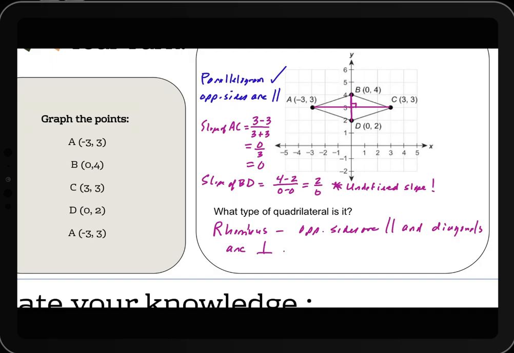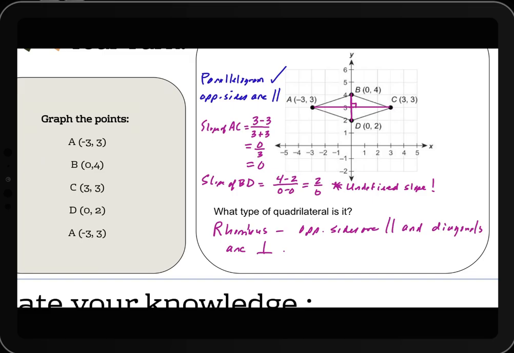Now, could you show that opposite angles are congruent as well? Yes, you could do that. You could show that opposite sides are congruent as well. That would also verify it's a rhombus, but you only have to show one property that a rhombus has to have after you've already shown it's a parallelogram to justify that it's a rhombus. This is actually enough information to prove that it is in fact a rhombus.